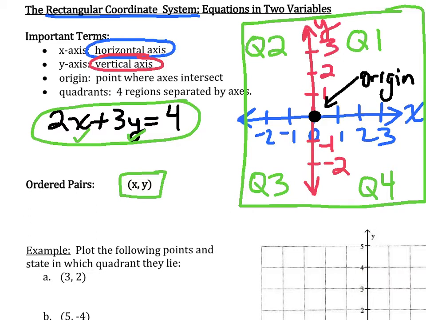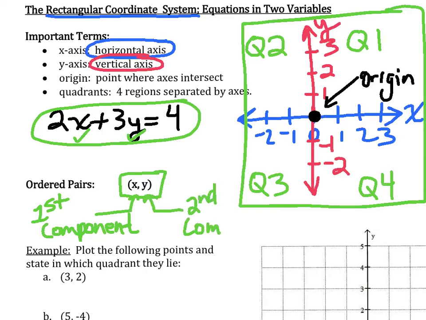All right? And so our x value is always going to be first. It's our first component. That's always going to be your x. And your y value is always going to be your second component, right? Your y is always second. And so if we ever want to plot points, then we start from our origin, we go to the right or to the left with respect to whatever our x value is, and then we go up and down with respect to whatever our y value is. And so what I want to do now is look at some examples where we plot points and determine which quadrant they lie in.